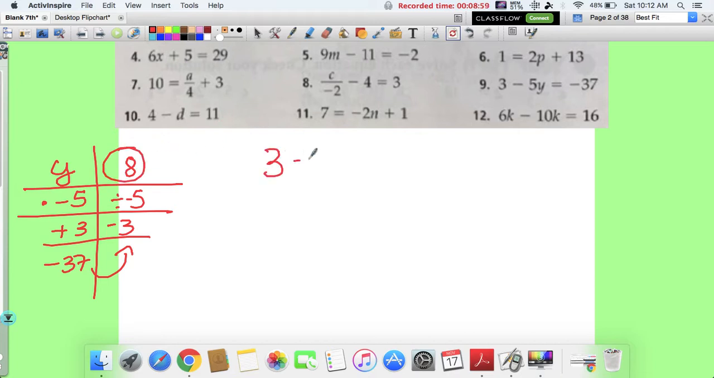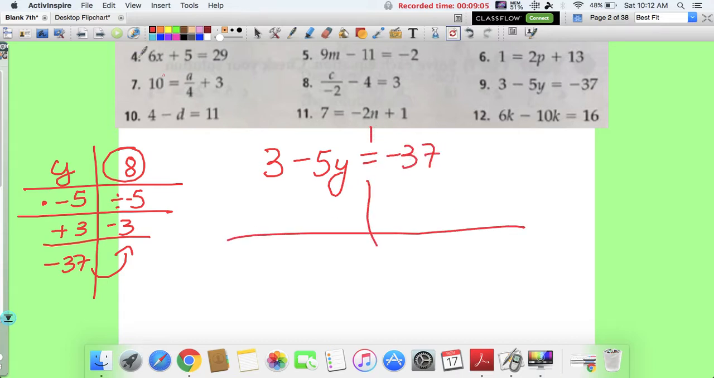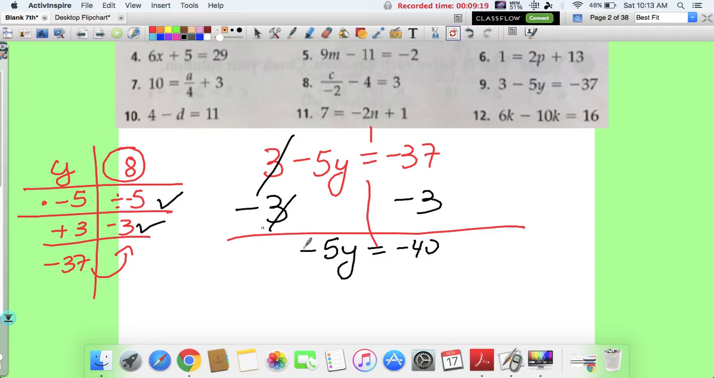Let's make sure it is correct. So let's show this using inverse operations. First thing I have to do, according to this little chart here, is minus 3, minus 3. That goes adios. Negative 5y equals negative 40. That's done. So now I have to divide by negative 5. Cross, cross, y equals 8.